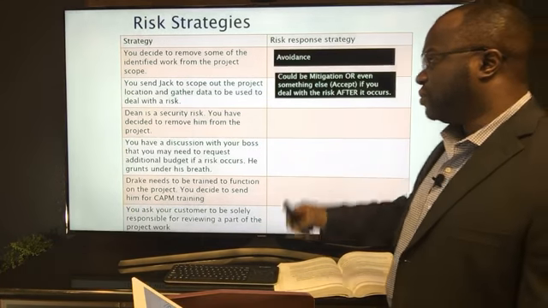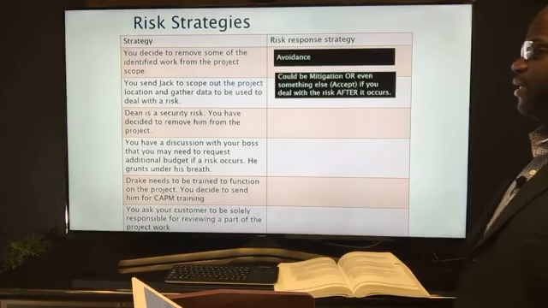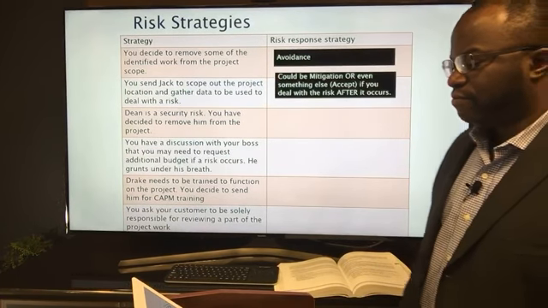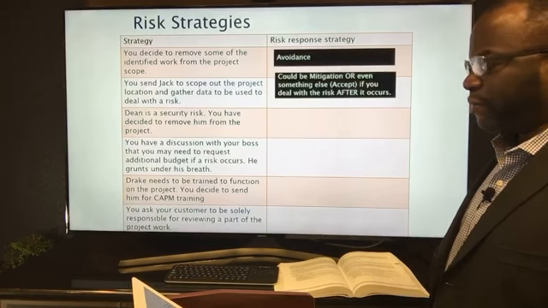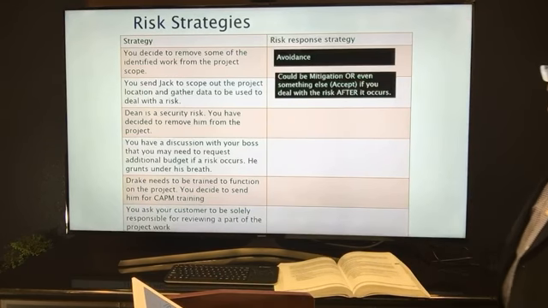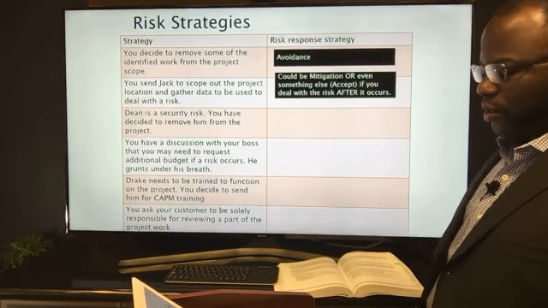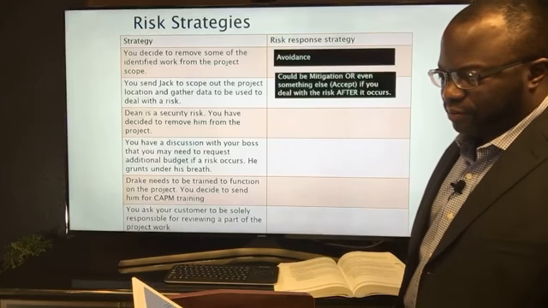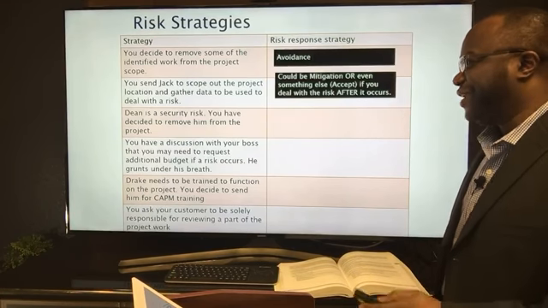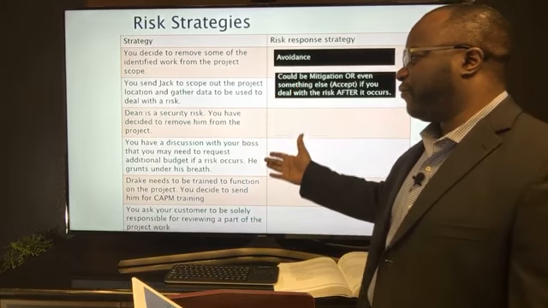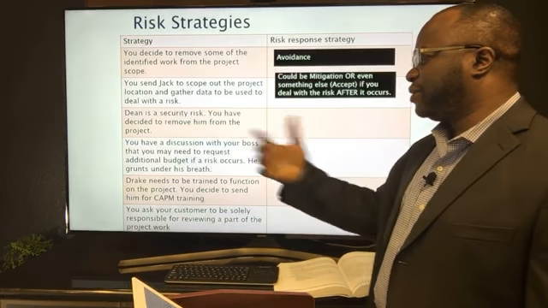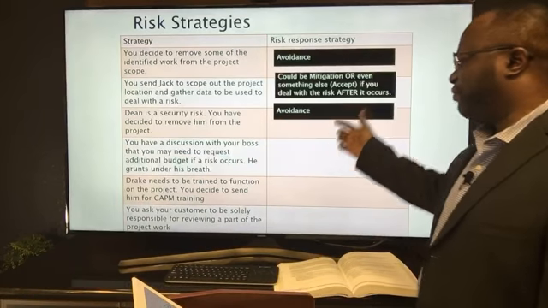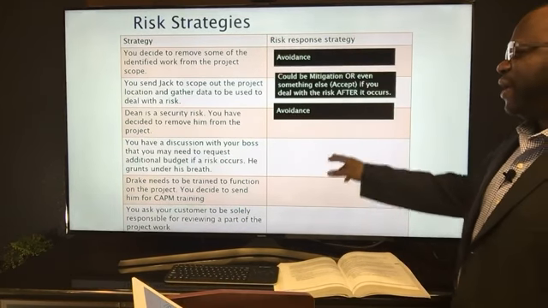Just beware of that. Next one, Dean is a security risk. You have decided to remove him from the project. What's that? Avoid, avoid, avoid. Yep, you've removed him. You've cut off the risk. You've taken out the bad part, and that can't happen again. Avoid. Very good.